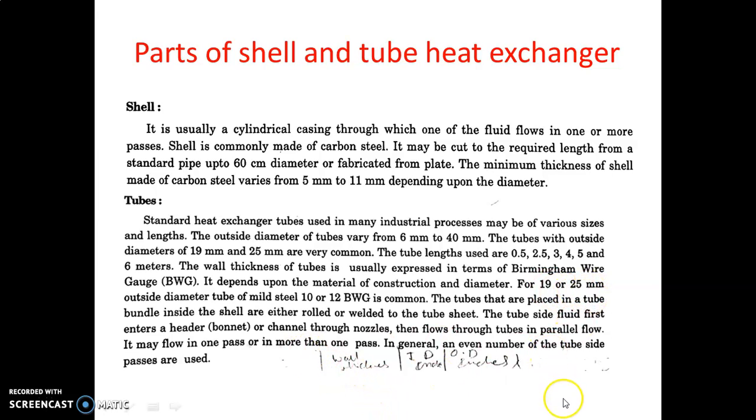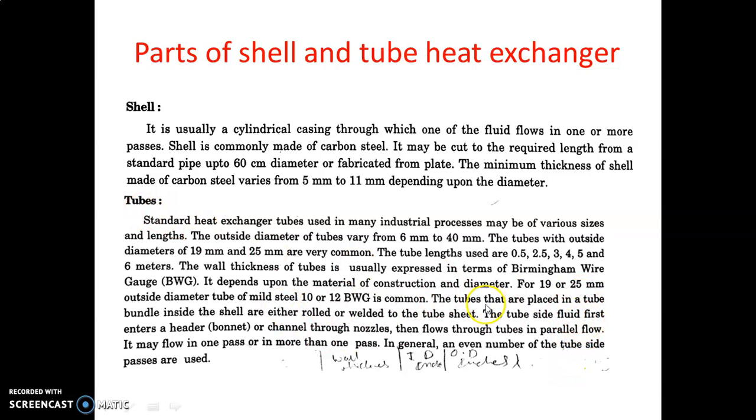If we look at the data book of heat exchangers, you may find a table like this: wall thickness, internal diameter in inches, outer diameter in inches. So the wall thickness is like 10, there may be one internal diameter and outer diameter, then 12, then there may be another internal diameter and outer diameter. Like this we obtain the data for the tubes.